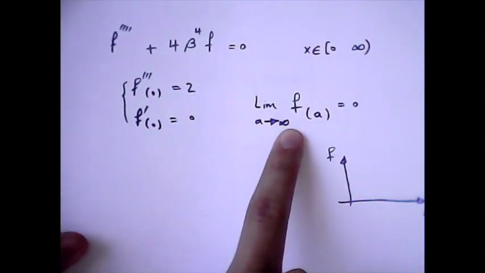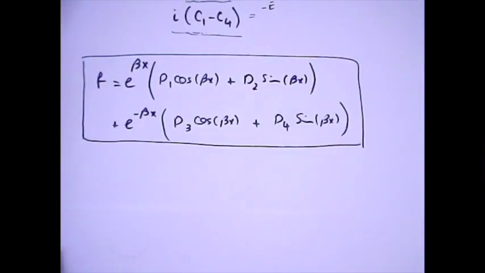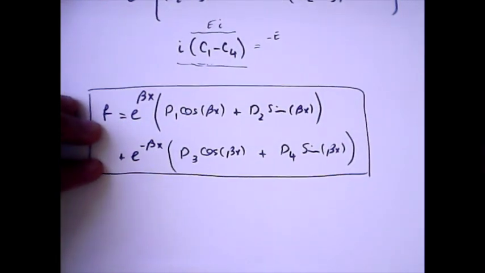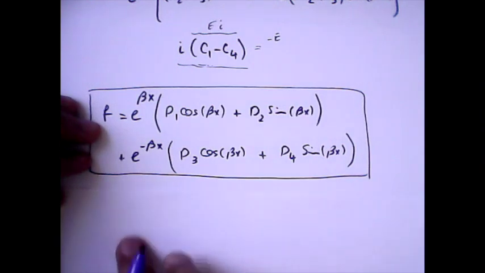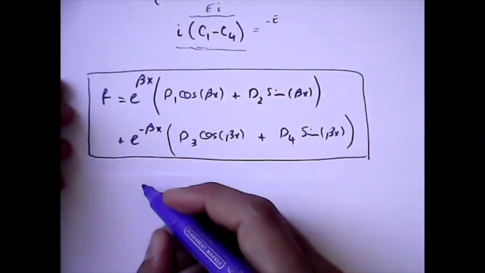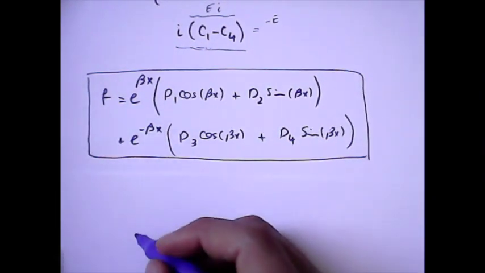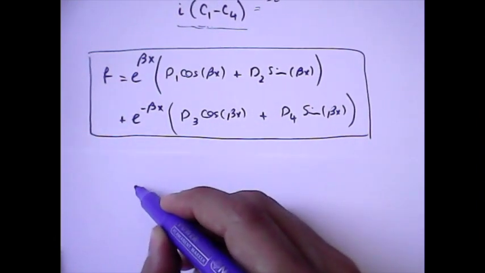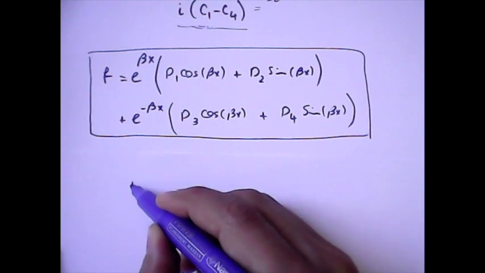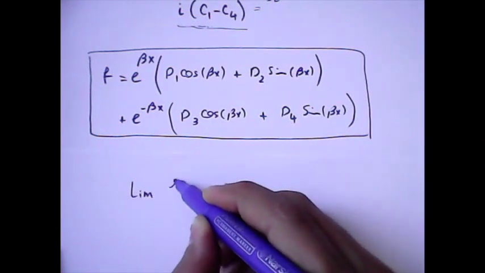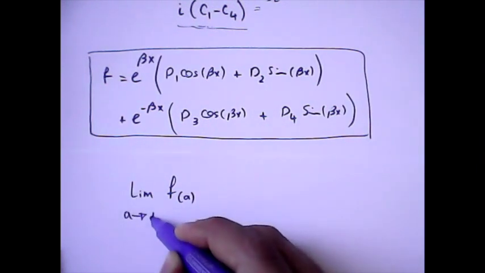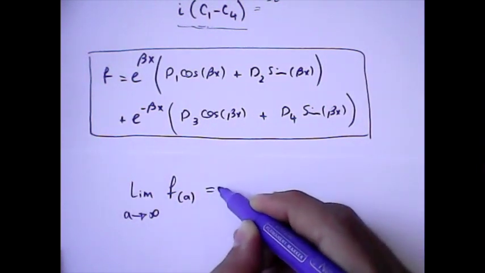I'm going to write it out here for the sake of clarity. So the thing was as follows. I said that the function should go to 0 as x goes to infinity. So we wrote it out in this manner. We said the limit of f at a, at some point a, as a goes to infinity equals 0.